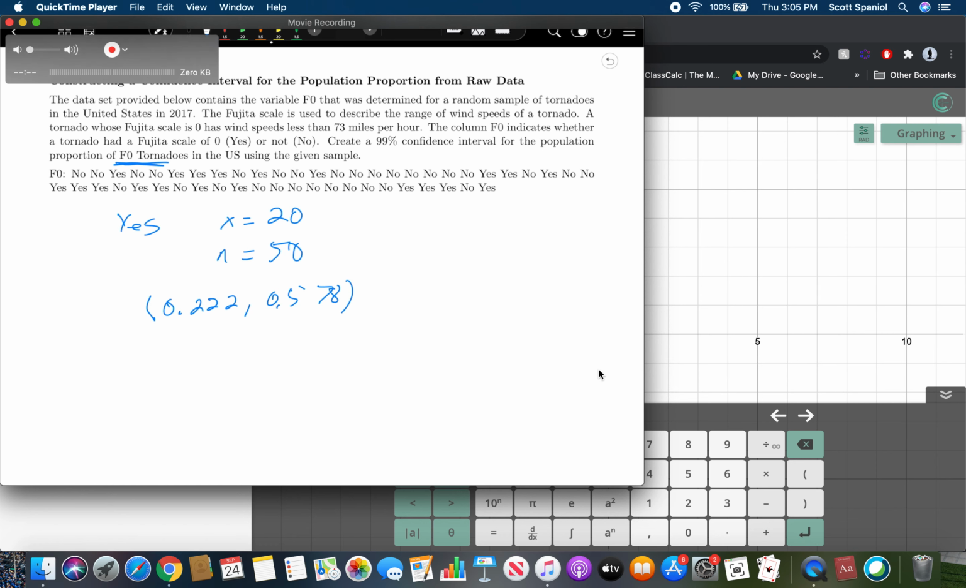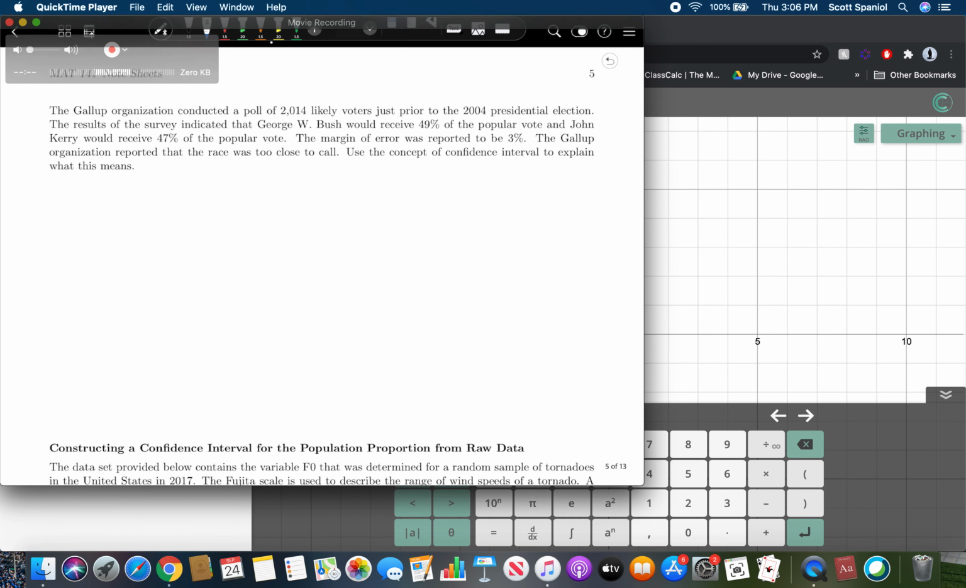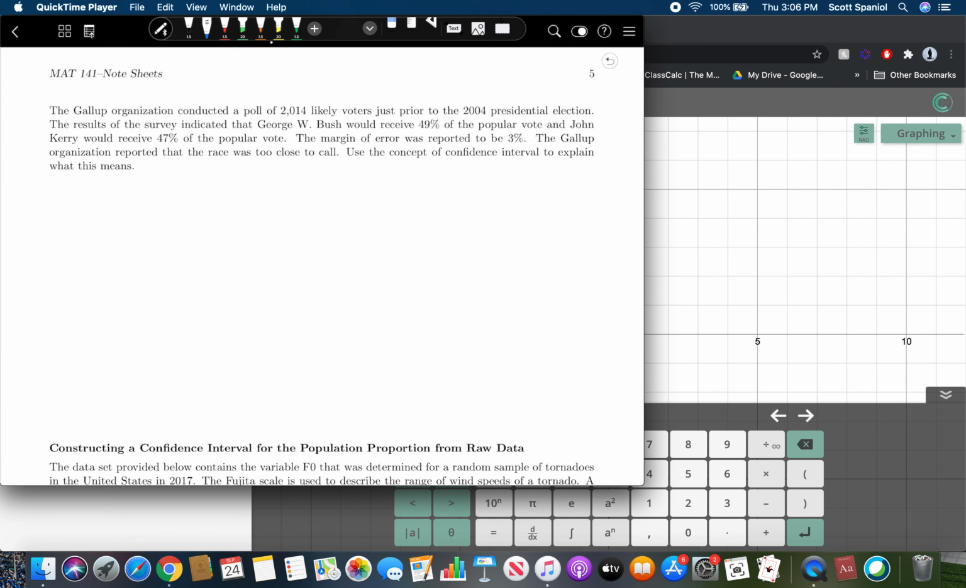Okay. So then the last question here was just pointing something out about margins of error. So back at the top of page 5. The Gallup organization conducted a poll of 2014 likely voters just prior to the 2004 presidential election. The results of the survey indicated that George W. Bush would receive 49% of the popular vote and John Kerry would receive 47% of the popular vote. The margin of error was reported to be 3%. The Gallup organization reported the race was too close to call. Use the concept of confidence intervals to explain what this means.